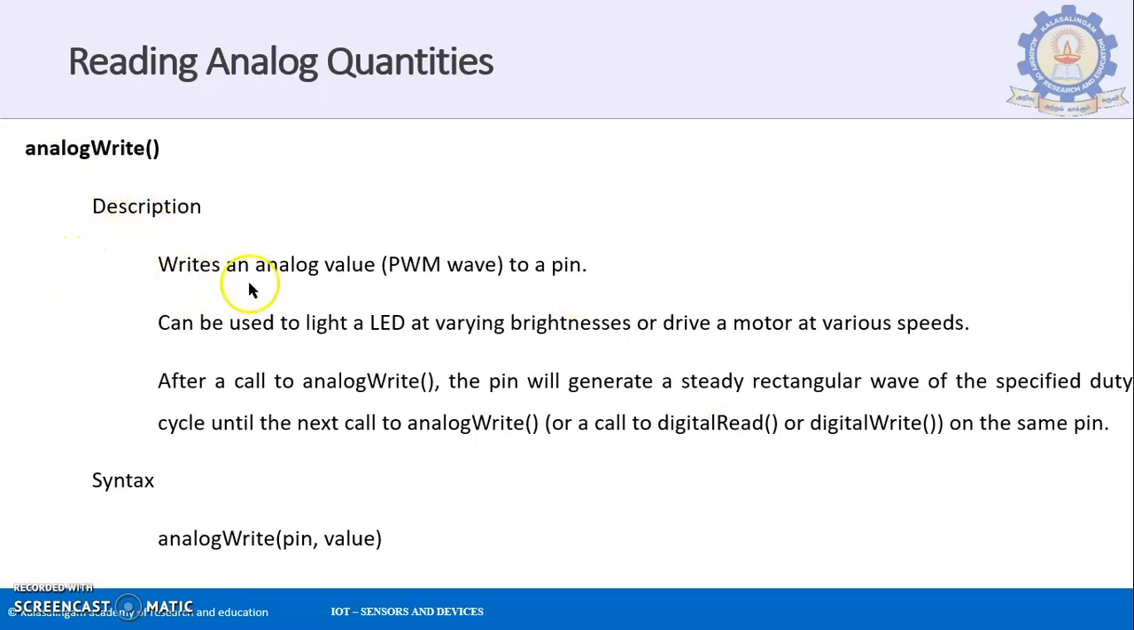The analogWrite function writes an analog value, a PWM wave, to a particular pin, and this can be used to light an LED at varying brightness or to drive a motor at various speeds. A normal motor used digitally will only have an on or off condition.